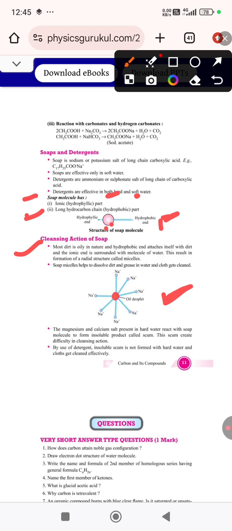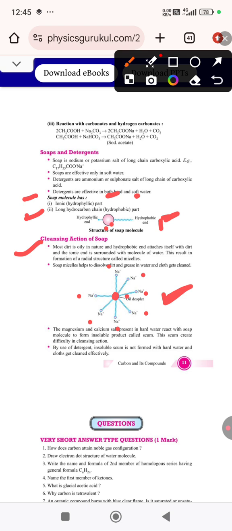Suppose this is the dirt and this is the soap. So the hydrophobic part sticks with the oil droplet and removes the dirt from the clothes, and the cloth gets cleaned.